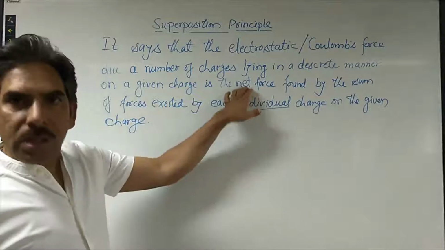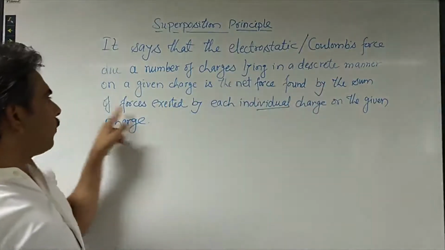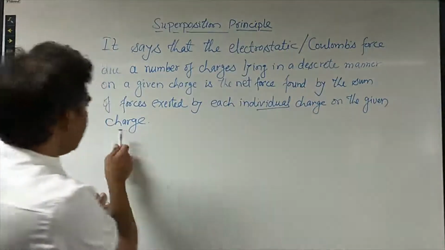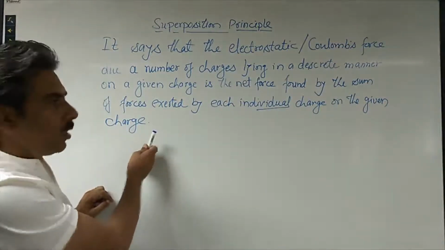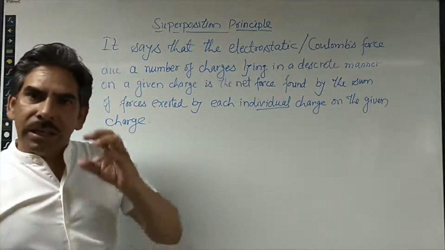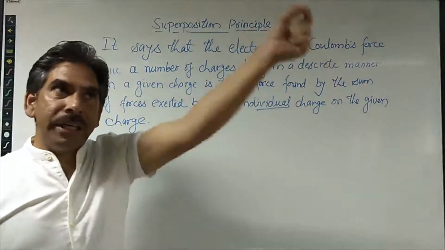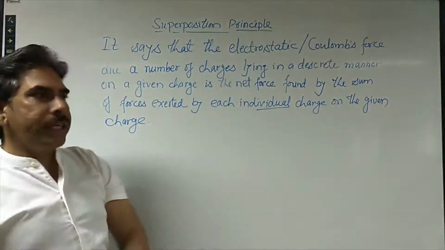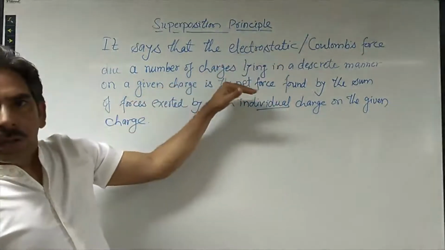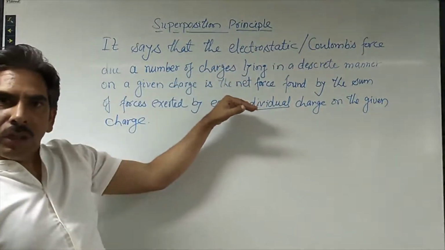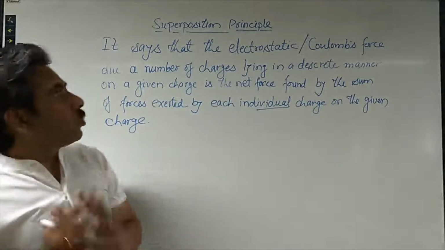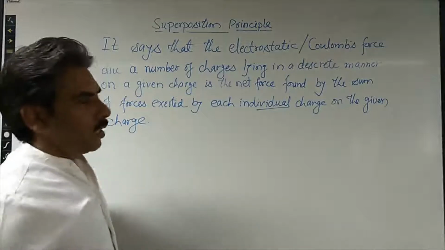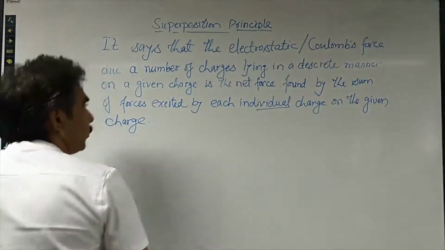It is the net force found by the sum of what? Of forces exerted by each individual charge on the given charge, right? So we have to consider the electrostatic force exerted by each and every individual charge on the given charge and sum all these forces, then we can calculate the electrostatic force due to all the charges on the given charge, which is the net force here. So this is what the superposition principle says. To see how it works, let us take the case of a few charges.